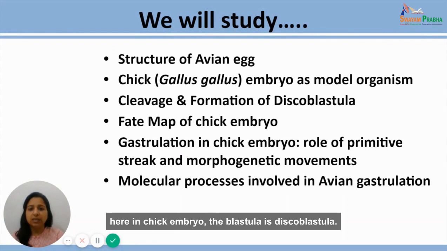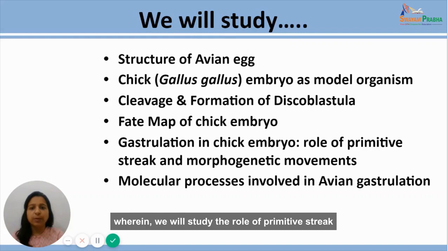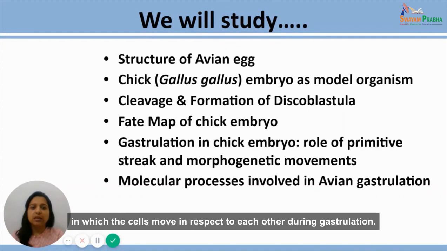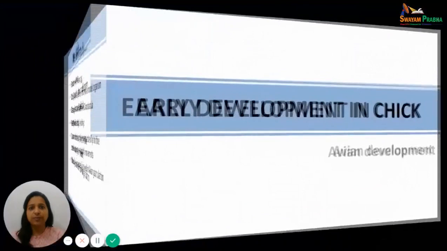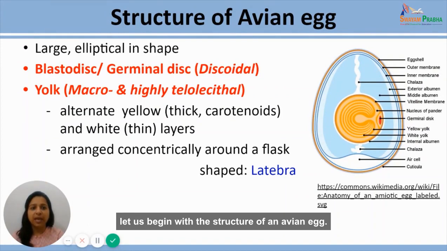We'll also discuss the fate map of chick embryo, the process of gastrulation in chick embryo, wherein we'll study the role of primitive streak and various morphogenetic movements in which the cells move in respect to each other during gastrulation. And we'll also discuss in brief the molecular processes which are involved in avian gastrulation. Early development in chick as an example of avian development. Let us begin with the structure of an avian egg.